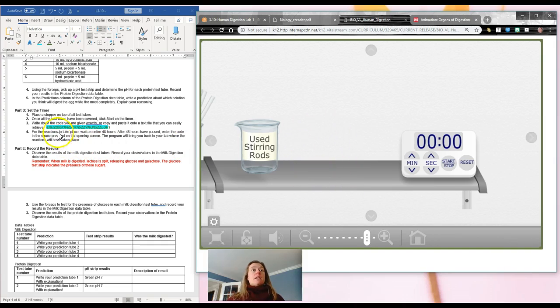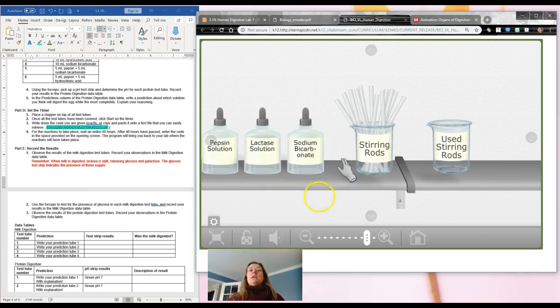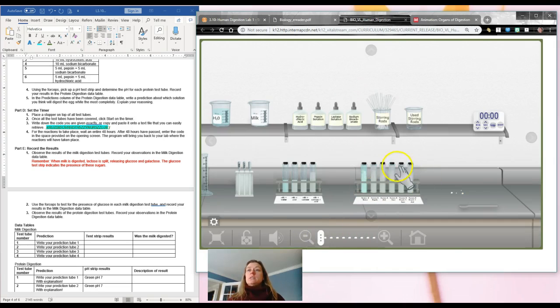What does it say? For the reactions to take place, wait an entire 48 hours. Enter the code in the space provided in the opening screen. The program will bring you back to the lab where reaction will have taken place. And then we do our observation. So we'll do that on Friday. So let's zoom out. Say goodnight to our test tubes. Bye-bye, test tubes. I'll see you in 2 days.